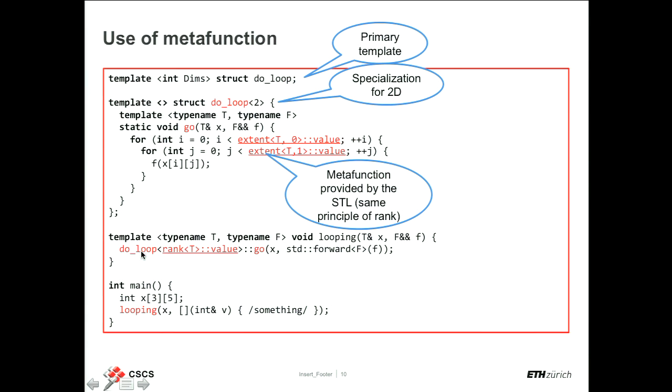So now I can do the loop. When I'm in this front-end function, say this intermediate layer, I do the looping, and I instantiate my do loop with the value of the rank. So I compute the rank, say I have a 2-dimensional thing. Then I instantiate my template. It goes to the specialization with 2 loop nests. And then I say go, and I pass my data, and I pass my function. And I'm using the forward here because I don't know how this function will be passed to me. Maybe it's a reference to a function object. Maybe it's a standalone function. Maybe it's a lambda. I just forward it. I don't care what it is. Just give it to the next guy. And the loop here is just applying function f to the values of my 2-dimensional arrays.